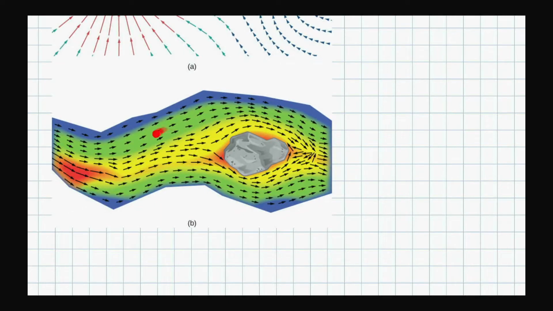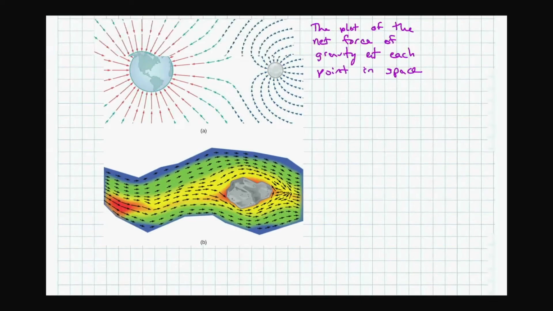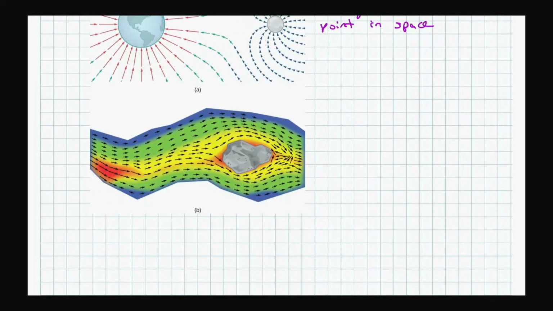Okay. Here you have a function that appears to be showing you, I think, the velocity of water in a river. So this is showing the velocity of water flowing in a river.